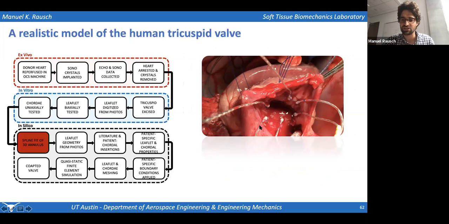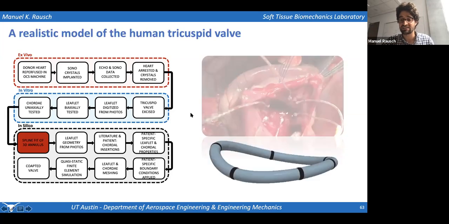And I mentioned earlier that we put sonomicrometry crystals into the annuli of these donor hearts. That's important because it turns out that the annulus, and I remind you, the annulus is the interface between the leaflets and the surrounding myocardium, actually dynamically changes throughout the cardiac cycle. It contracts, it expands, and is very essential to the function of the valve.